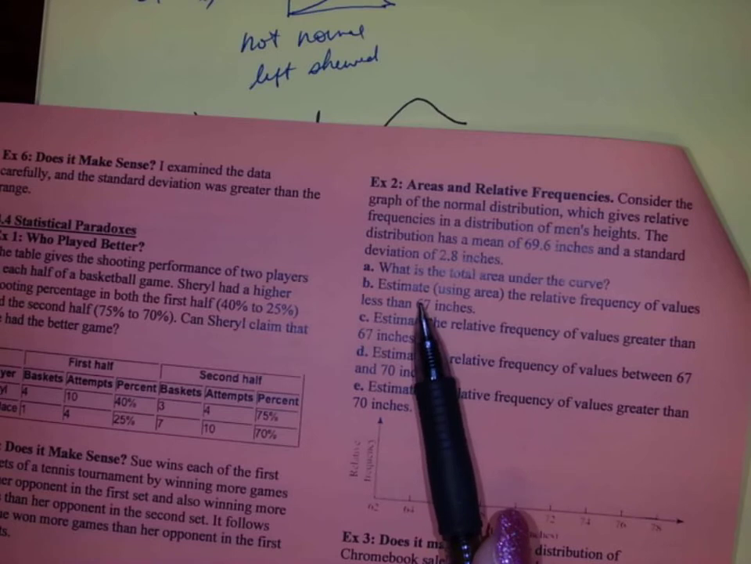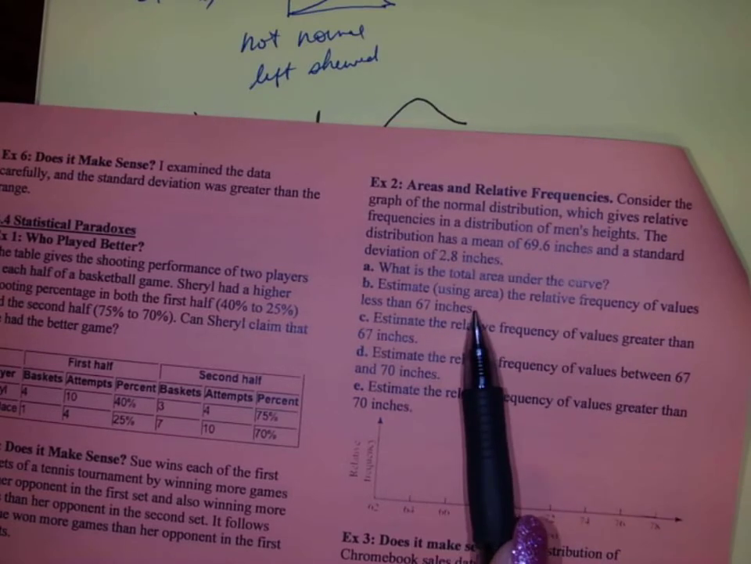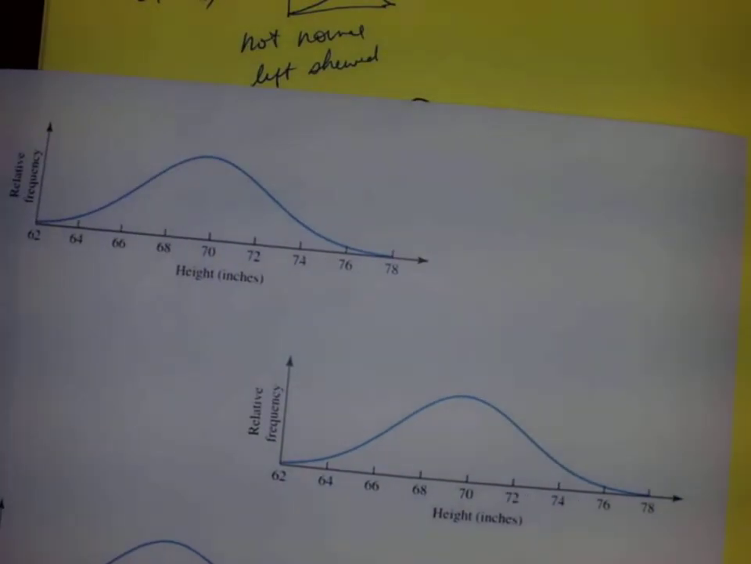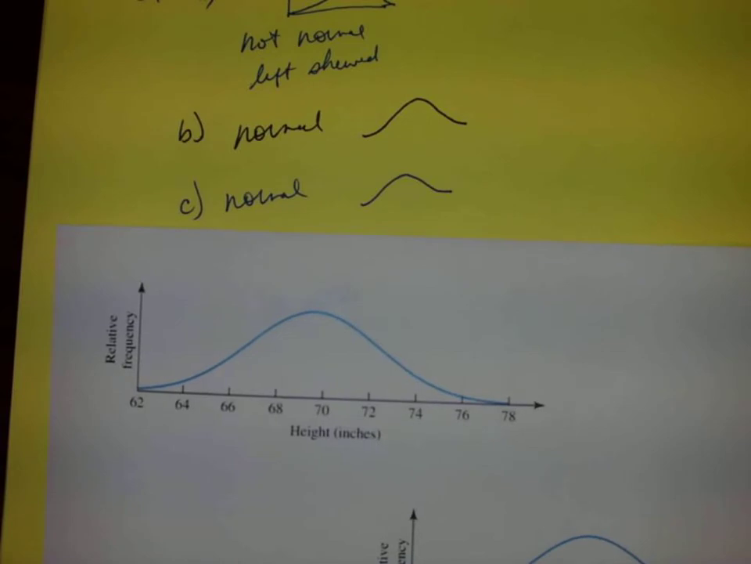Now we want to estimate, using the area, the relative frequency of values less than 67 inches. All right, so I have some pre-printed graphs here because I wanted to make sure that we could do these a little bit easier. I'm also going to use pencil, and hopefully it'll show up okay, just because it'll make it a little bit easier to draw.